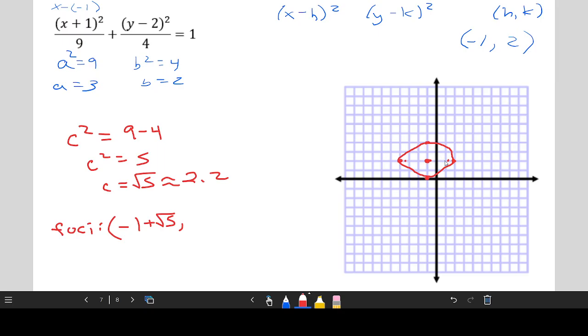The y-coordinate is 2 because we didn't go up or down from the center, and the center has a y value of 2. To plot the focus at the left, we started at the center, so starting again at an x value of -1, but this time we went to the left, so we subtracted that value c. So -1 minus the square root of 5 is the x-coordinate of that focus. And again, we didn't go up or down, so the y value is the same as the center.